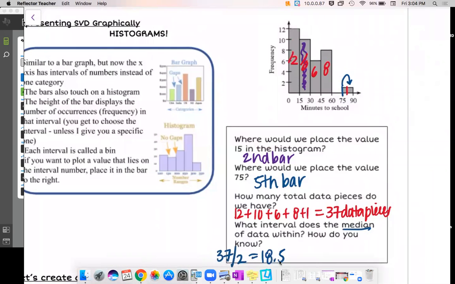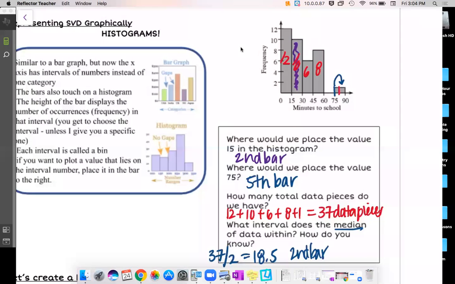So there's no way I'm going to 18.5. So if I go one more bar up, then I'm going to have gone through 22 pieces. So that means the 18th to 19th piece of data is actually in the second bar. This would be the second bar. I'm not going to ask you to do a whole lot of questions like that, but that's how you work with histograms. What we are going to work with is actually creating them.